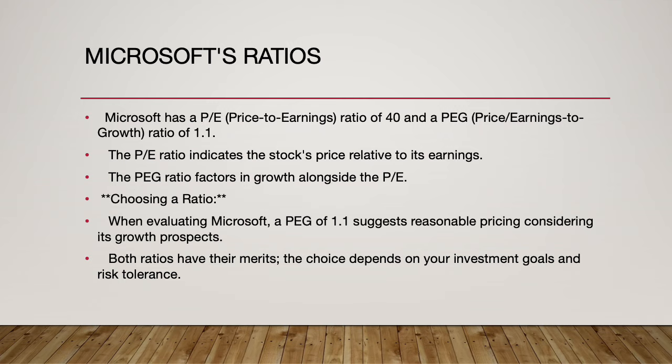Choosing the ratio. When evaluating Microsoft, a PEG of 1.1 suggests reasonable pricing considering its growth prospects. Both ratios have their merits. The choice depends on your investment goals and risk tolerance.